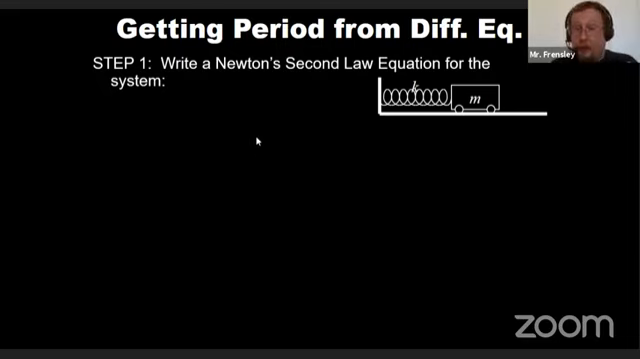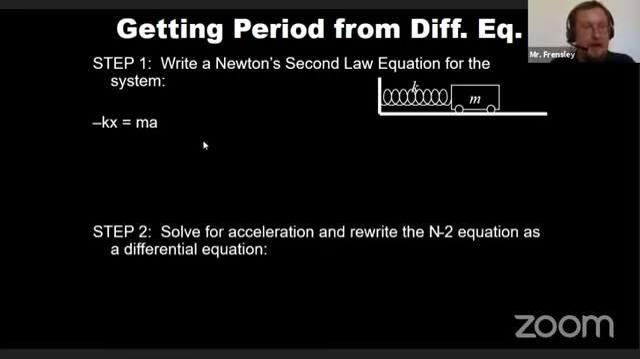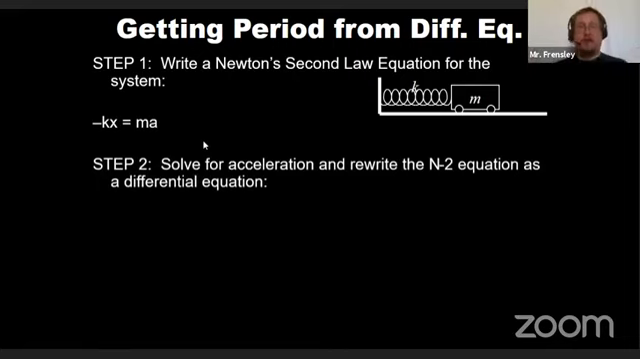Well, the net force of a spring is kx, but we've got to put a negative on it for the direction. So the negative here is just to say that the x and the acceleration are in opposite directions. The force and the displacement point opposite ways. Displace right, force left, displace left, force right, right? Okay, so step one, Newton's second law equation.